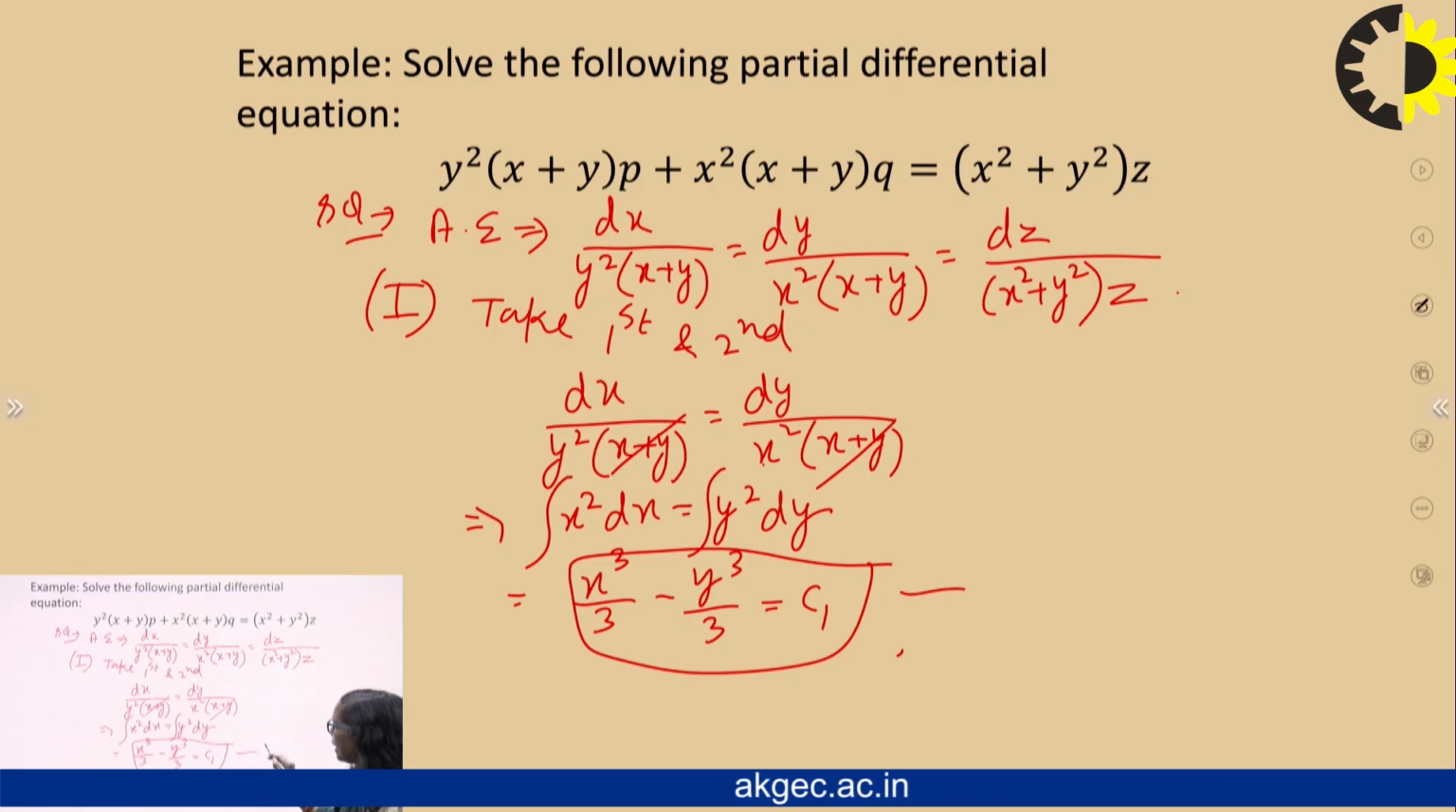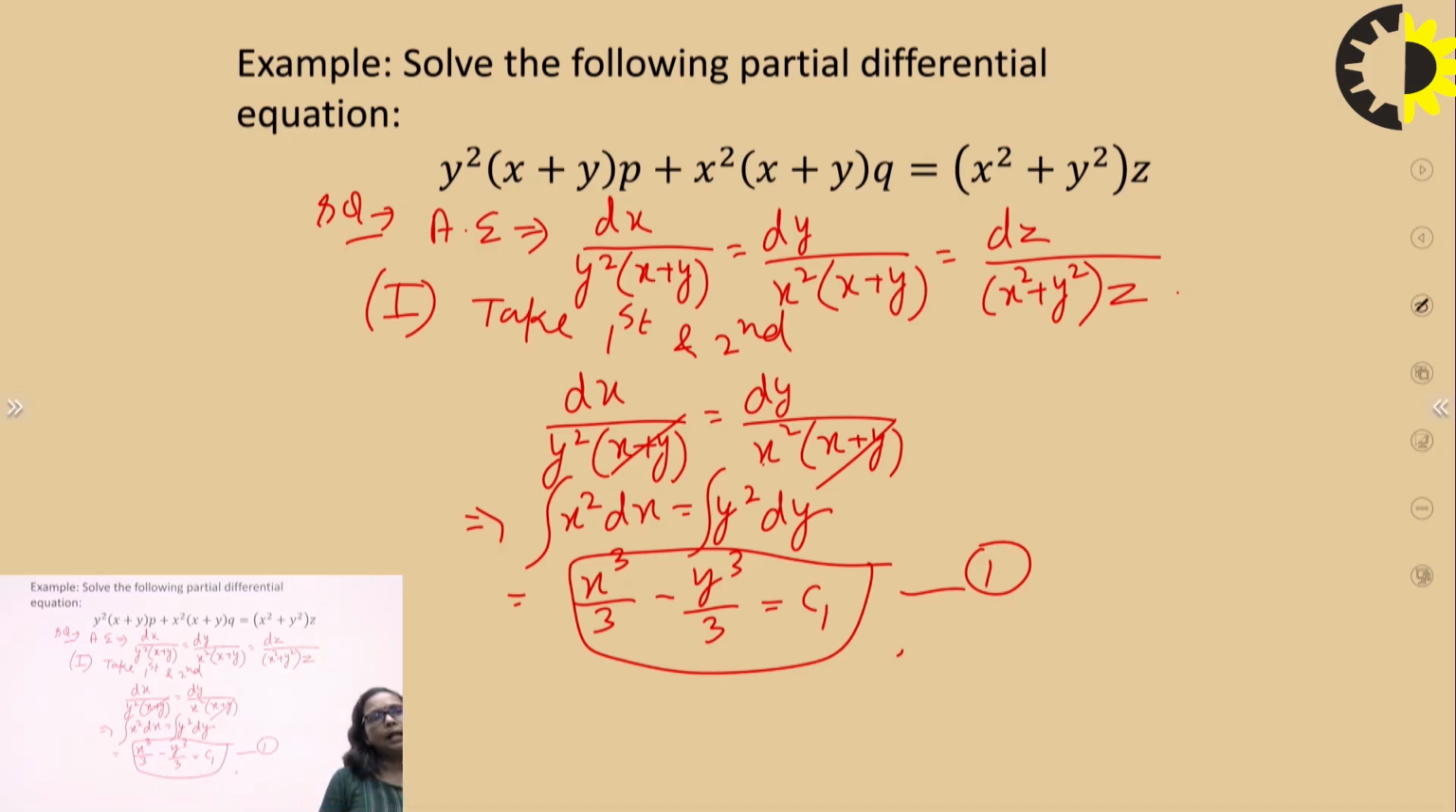So this is my first independent solution: x cube by 3 minus y cube by 3 is equal to c1. Okay, this is our first independent solution. Clear? So next, to find the second independent solution, I see that grouping is not possible here.